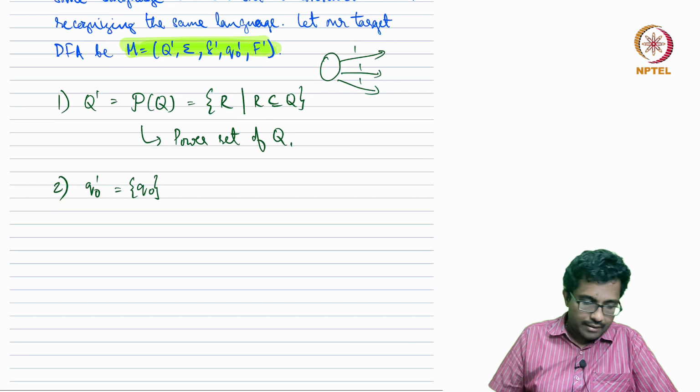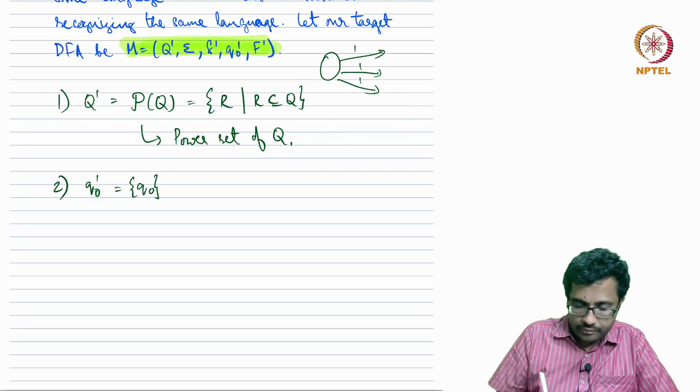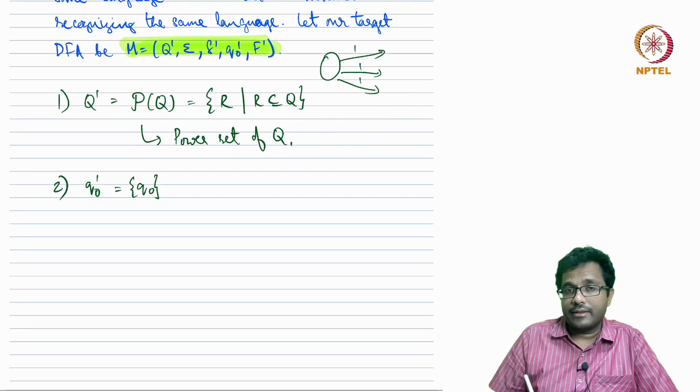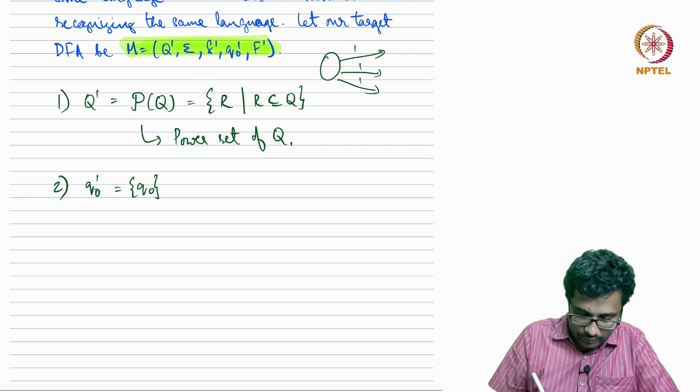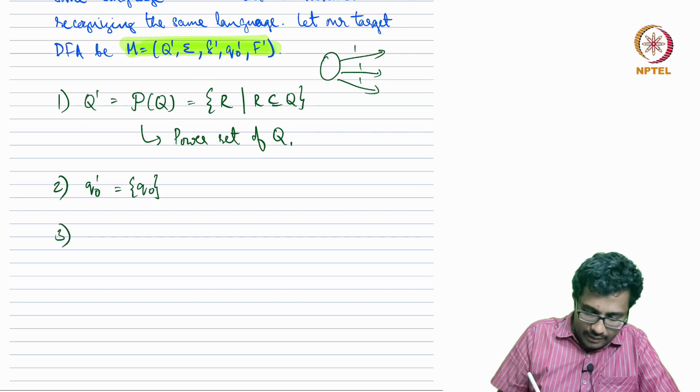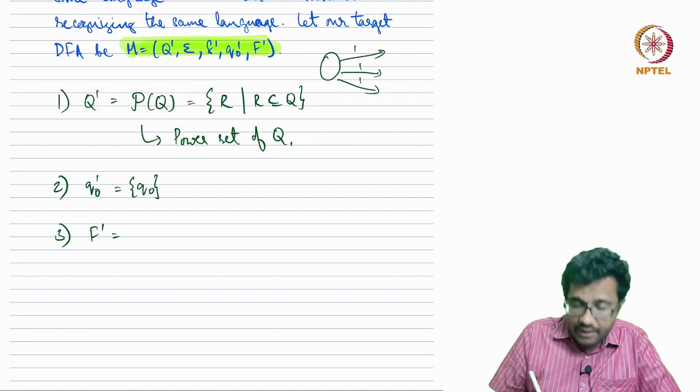So that is the starting state of the DFA. So Q0 prime, the starting state of the DFA, is the set containing only Q0. Now the next thing is the set of accepting states of the DFA.